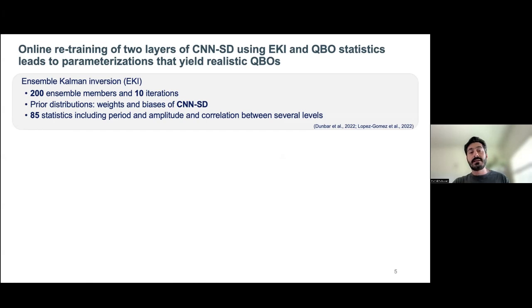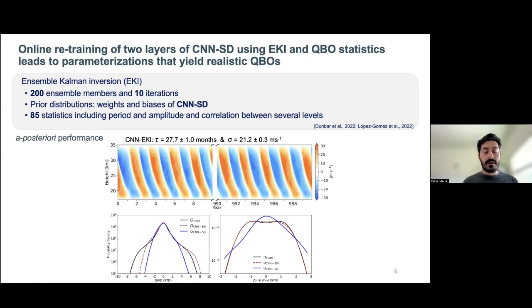And so I should also mention that we find that we do not need to online retrain all of the layers of the CNN, and only online retraining the first and last data layer is enough to capture a stable QBO. And so here's the online performance of the CNN after online training. And so we are getting a QBO now that has a period structure and amplitude very close to the true QBO.